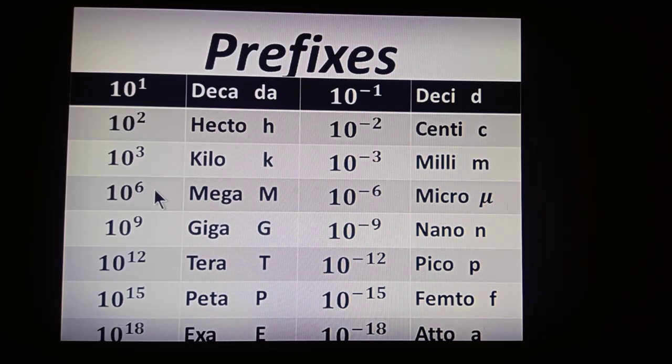10 raised to the power 6, mega. 10 raised to the power minus 6, micro. 10 raised to the power 9, giga. Minus 9, nano. 10 raised to the power 12, tera. Minus 12, pico. 10 raised to the power 15, peta. 10 raised to the power minus 15, femto. And 10 raised to the power 18, exa. 10 raised to the power minus 18, atto. These are the prefixes representing different powers of 10 and they are used while representing a number in scientific notation.